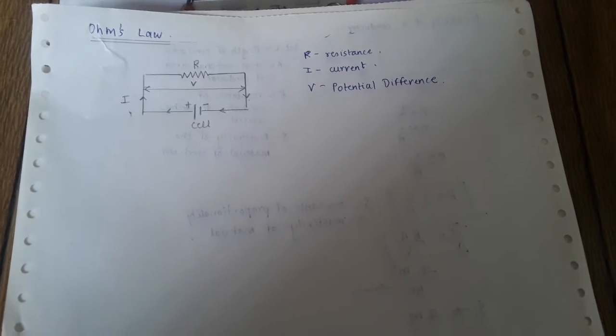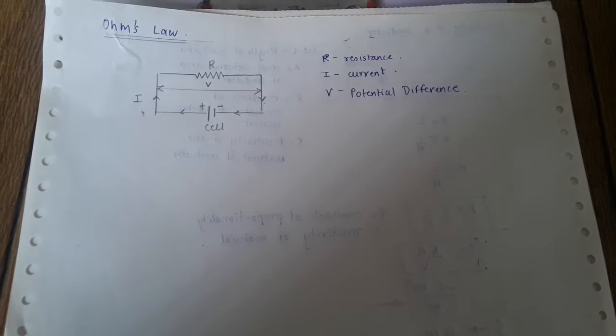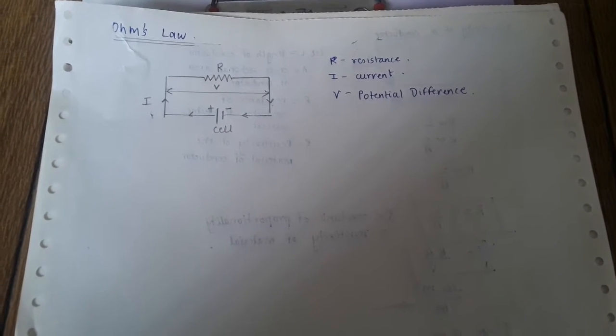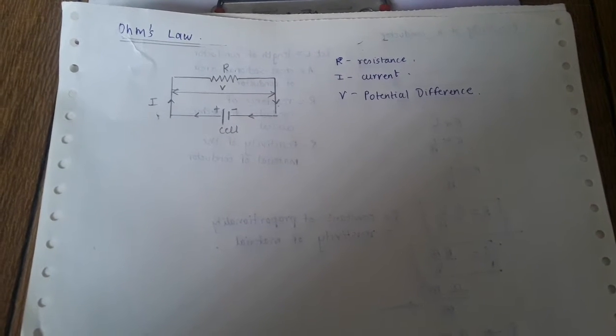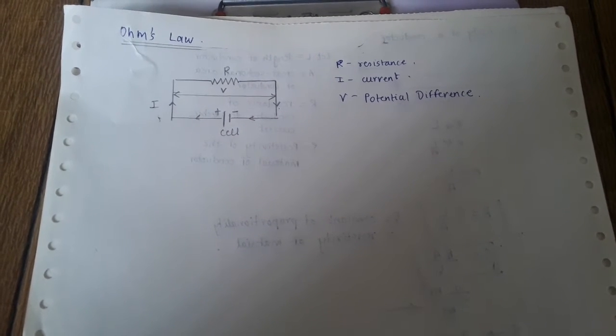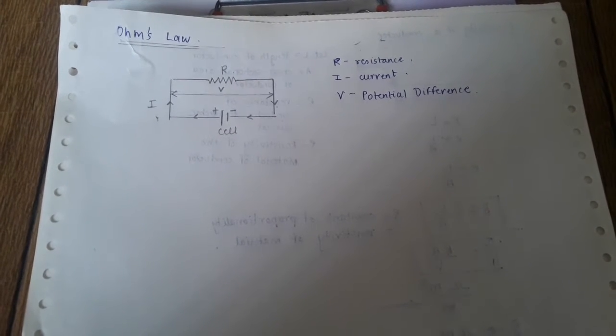Today we will be studying Ohm's law. So what is Ohm's law? Ohm's law is a relation between the potential difference V and the electric current I passing through a conductor. It is a relation between the electric current and the potential difference. So what does Ohm's law state?